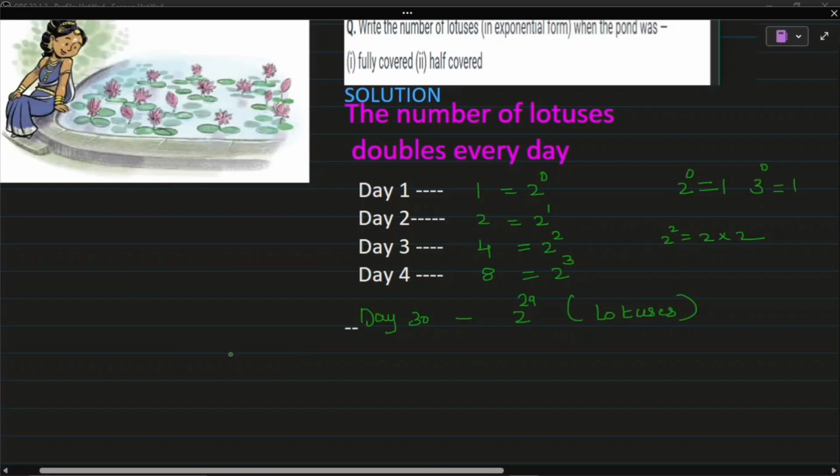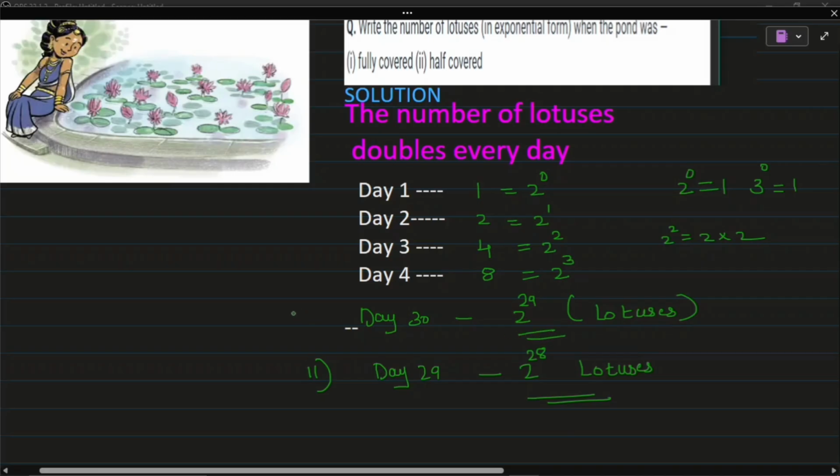The second part of the question is, the number of lotuses when half covered. Half covered is on the 29th day. So on day 29, what is the number of lotuses? That also, when the day is 29, the power of 2 becomes 1 less than 29. That is 2 raised to 28. That will be the answer. That is, 2 raised to 28 lotuses will be there. That is the answer of the second part. And this is the answer of the first part.